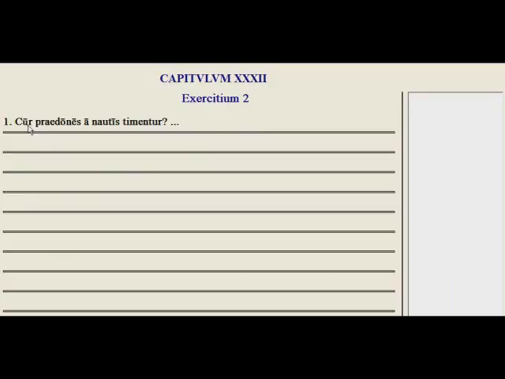Exercitium secundum: cur praedones a nautis timentur? Why are the pirates feared by the sailors? Well, praedones a nautis timentur, quia interficiuntur ab eis, because they are killed by them. That's one reason. Quia praedones nautas necant, because the pirates kill the sailors or sell them as slaves.